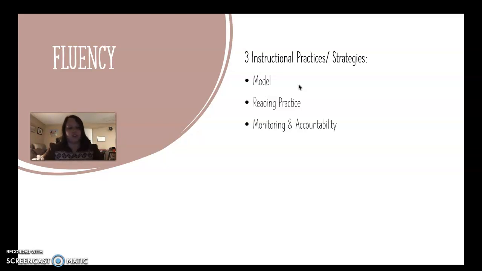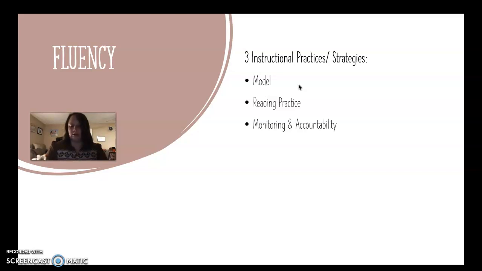One last strategy that we as teachers can use in the classroom to teach fluency is by monitoring our students and holding them accountable for their reading. We need to make sure that we're checking in and listening to what and how they're reading, checking for fluency errors, and correcting them so that they understand what they did wrong and how they can fix it, so that they don't continue to make the mistake over and over and over.